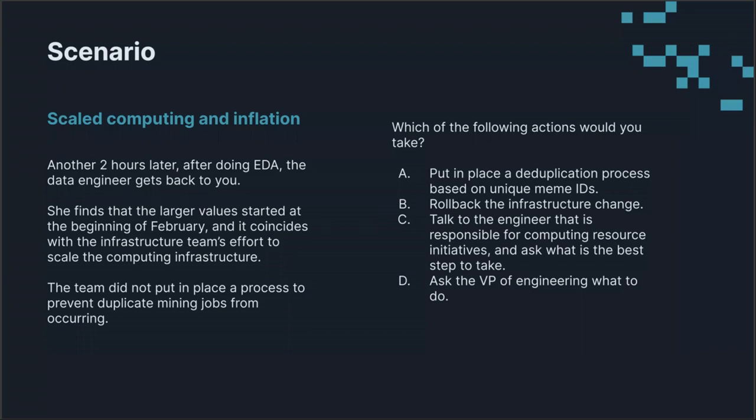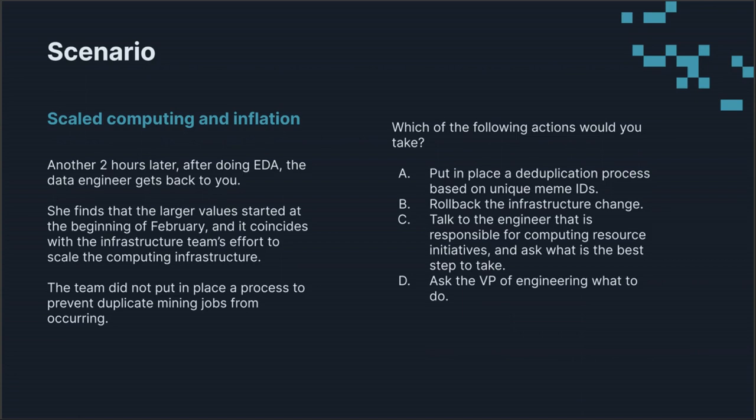All right, so there's no time to waste here. Once you know that there is a problem or you have a root cause candidate that's backed by strong evidence, you want to tackle that as soon as possible to mitigate the problem. So you want to put in place a dedupe process to see if that resolves your problem. Rolling back the infrastructure change is not feasible because this has been going on for a month now, and a lot of processes downstream may be dependent on this change, at least the features that it enables.